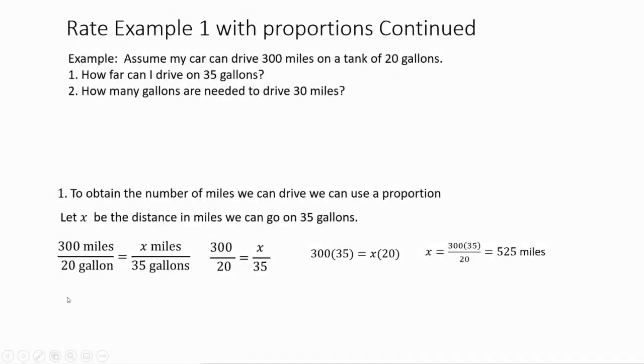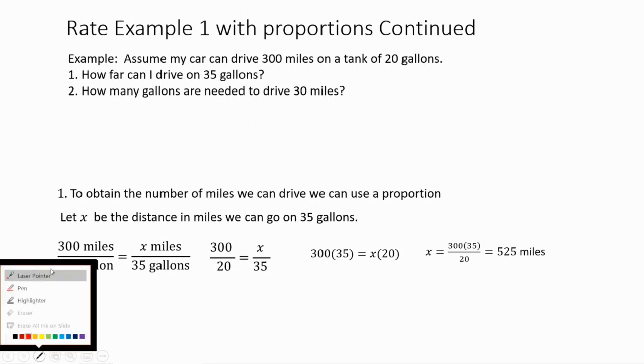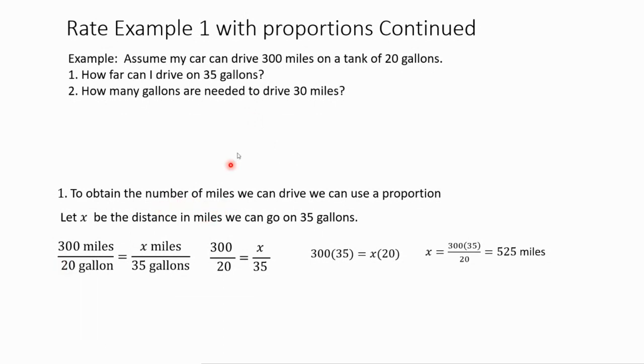All right. So for number 1, how far can we drive if we have 35 gallons? Again, we were able to get one rate from the question: 300 miles over 20 gallons. That's the first rate we get based on the given information. Now, what about the other rate? Well, that's how far we can drive on 35 gallons. That's what X represents, how many miles we can drive on 35 gallons, over 35 gallons.